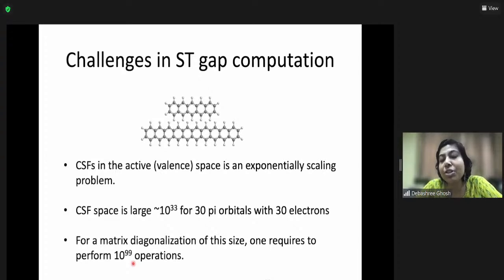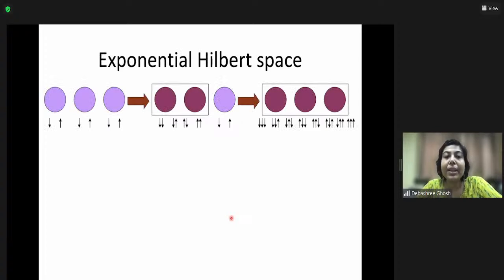That's a very large number of operations, especially when I compare it against the total number of atoms in the universe, which is 10 to the power 82. So there's no way we can take all possible combinations and configurations and look at it in a brute force kind of way. So that's one major problem. Let's see why it grows exponentially and how we can deal with it.